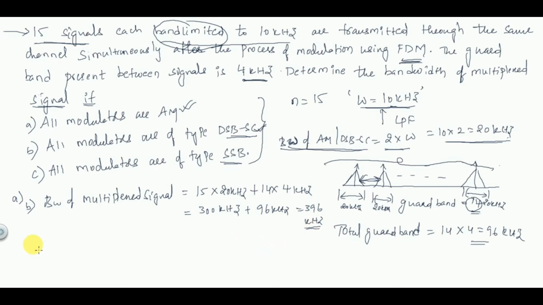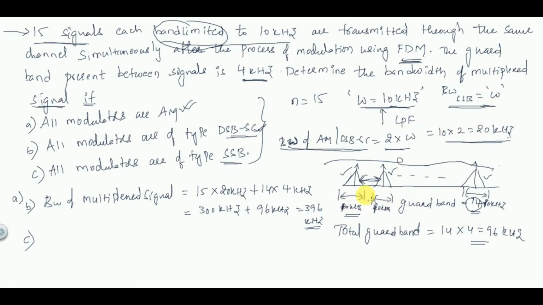In the case of SSB, the bandwidth of an SSB signal is equal to the message signal bandwidth only. This we have already discussed in the SSB concept. So the bandwidth of each signal is now 10 kilohertz only, instead of 20. Here the bandwidth is 10 kilohertz, 10 kilohertz and 10 kilohertz. The guard band is the same, it does not have any change. Only the bandwidth of SSB, which is equal to the message signal bandwidth, changes.